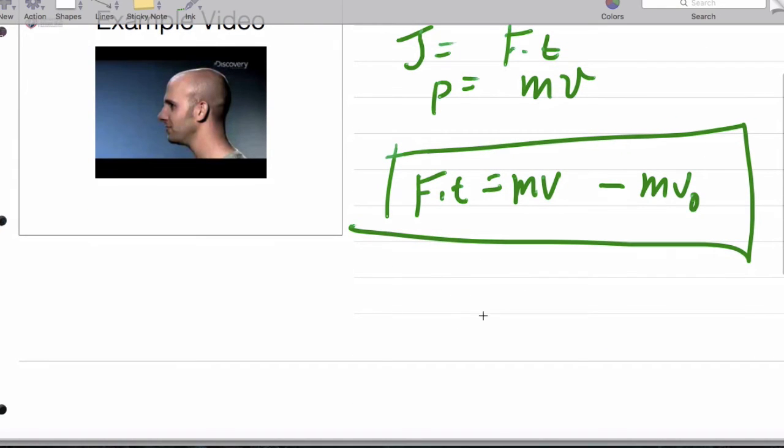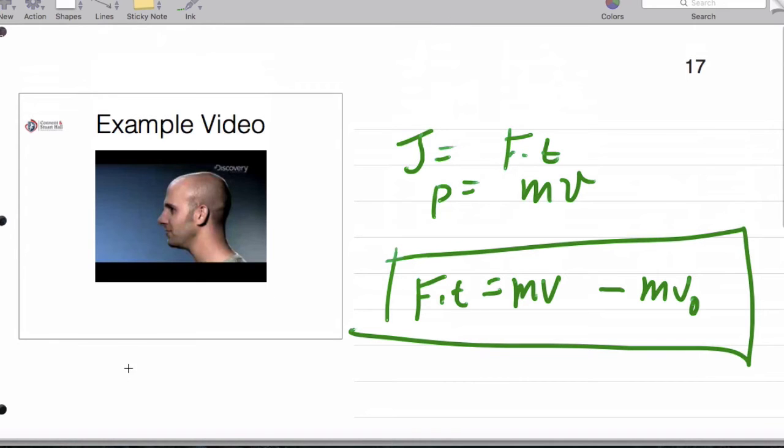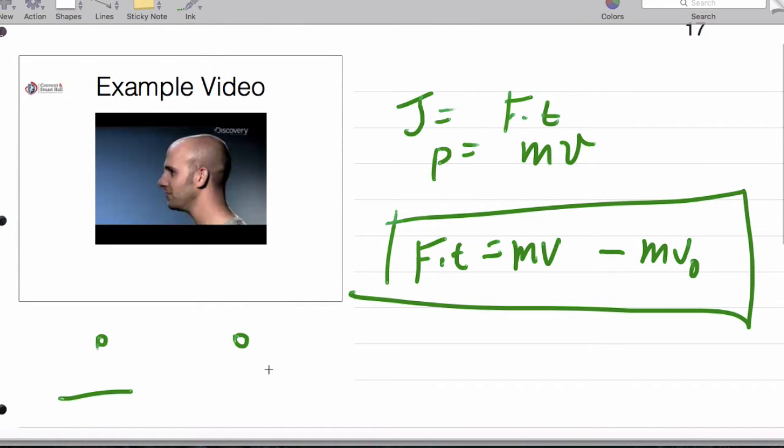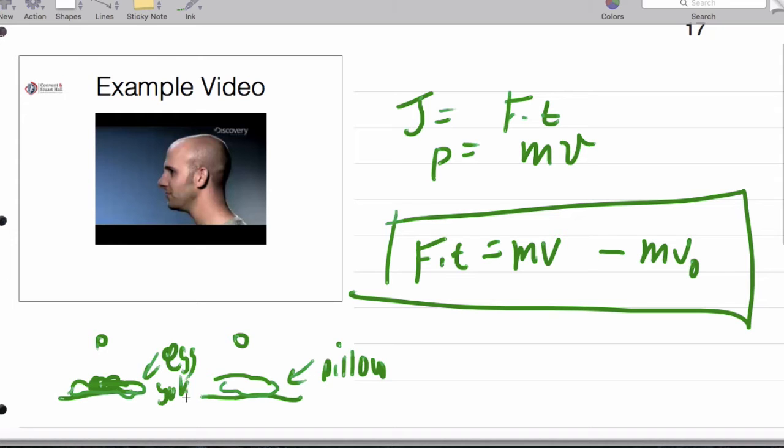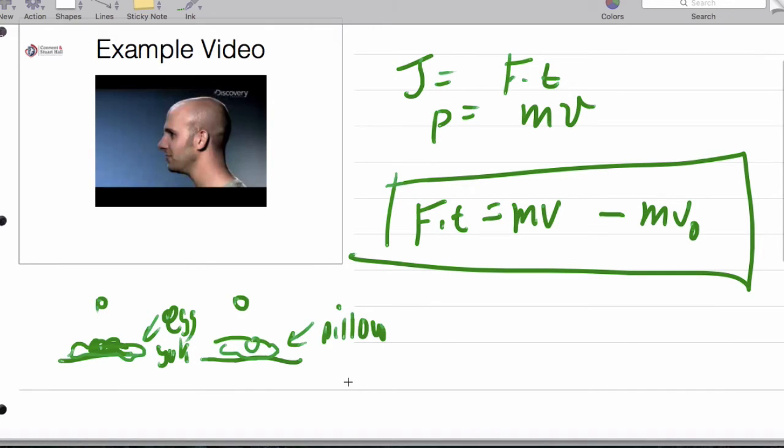We applied this to the egg drop. What we discussed was an egg hitting concrete and an egg hitting a pillow. When the egg hits concrete, it shatters. I guess this is green eggs, and this is egg yolk. When the egg hits the pillow and stops, the change in momentum is the same for both. That means the impulse is the same, but what makes up the impulse is different.